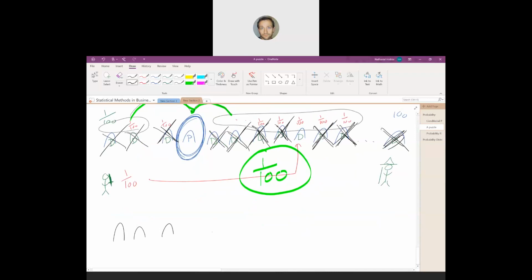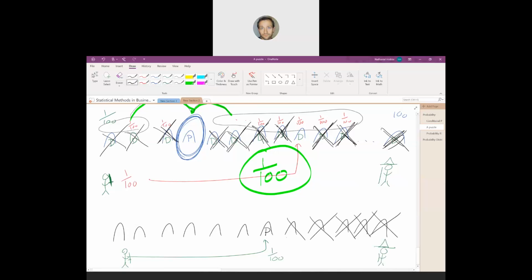We have our 100 doors. The princess is in one of them. Along comes the knight, and he picks the door with the princess. He did it correctly. Again, he has a 1 out of 100 chance of doing this. And now comes along the wizard, and the wizard is going to be revealing doors. And the wizard can pick whichever one he wants.